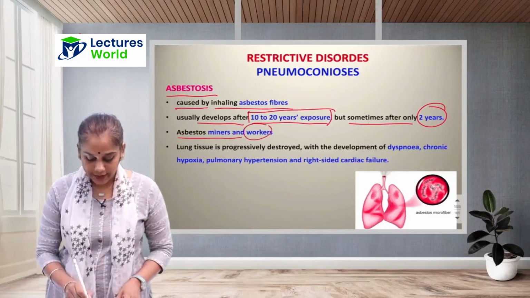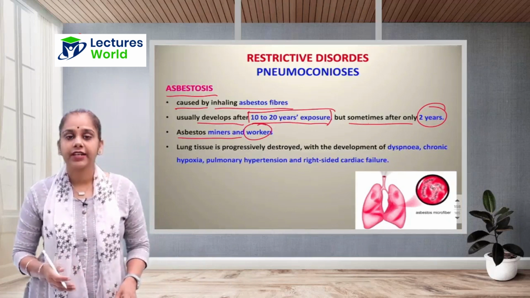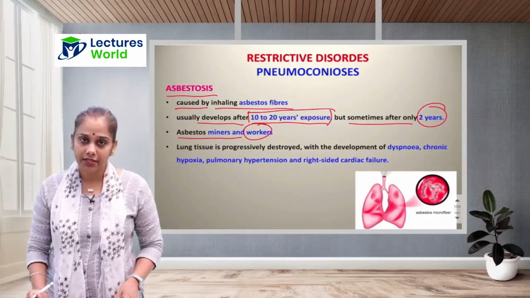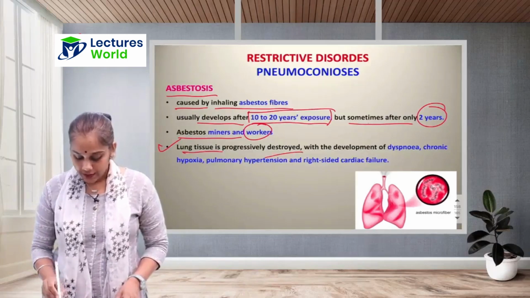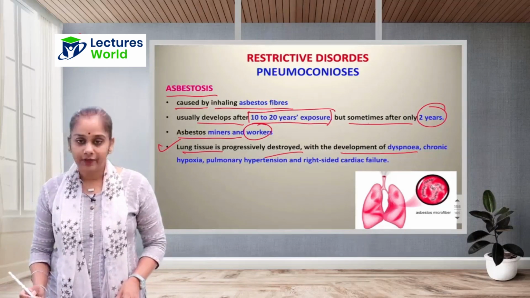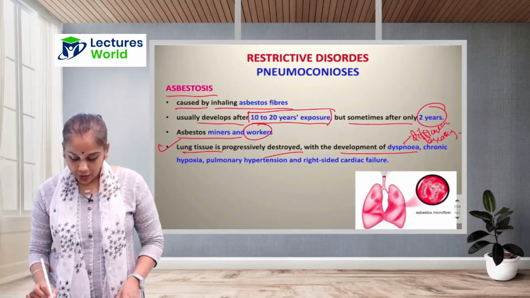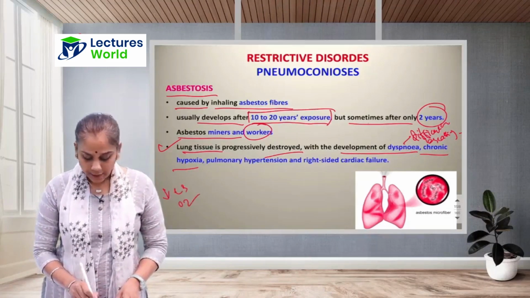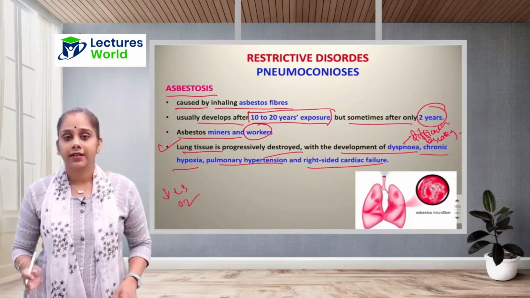Asbestos miners and workers are the victims of this disease. The lung tissue is progressively destroyed with the development of dyspnea. What is dyspnea? It is difficulty in breathing. Chronic hypoxia means decreased oxygen. Pulmonary hypertension and right-sided cardiac failure can lead to death.